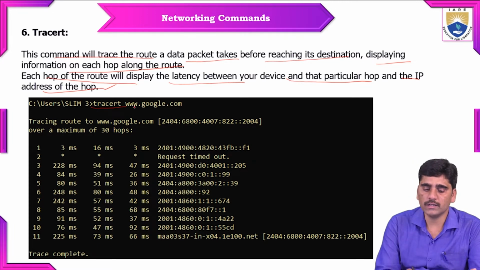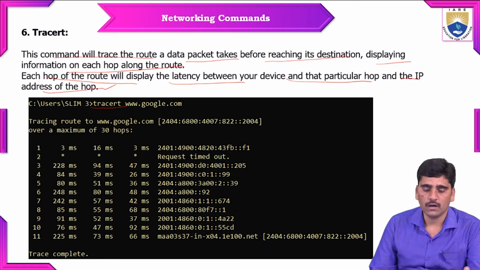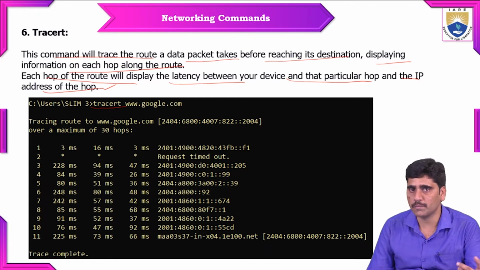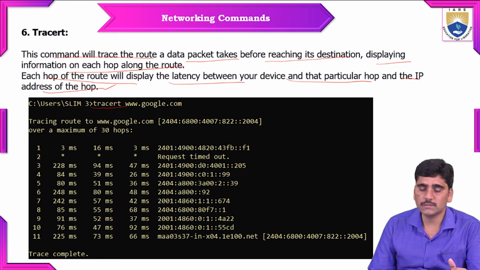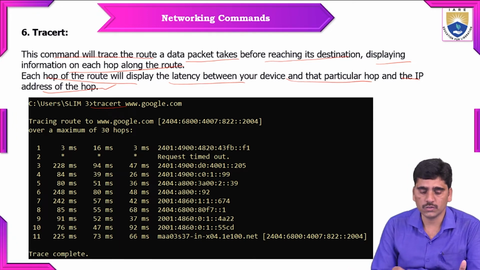So it finds the route, tracing the route towards the particular domain over a maximum of 30 hops. It displays all the hops through which the data is transferred to the destination. So here you will get all the information.